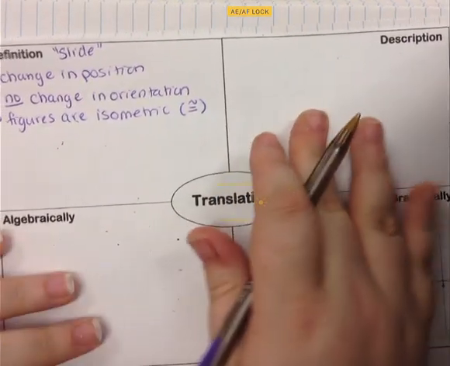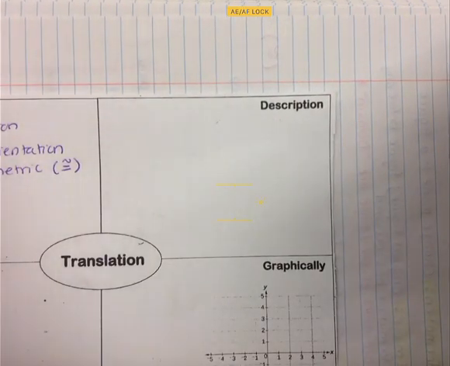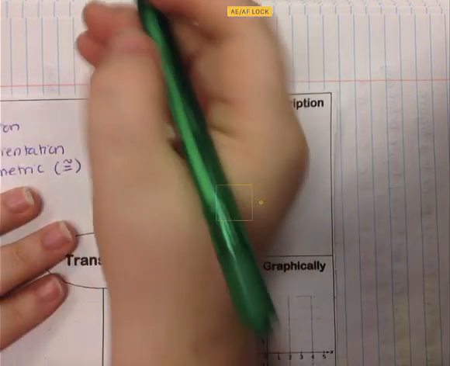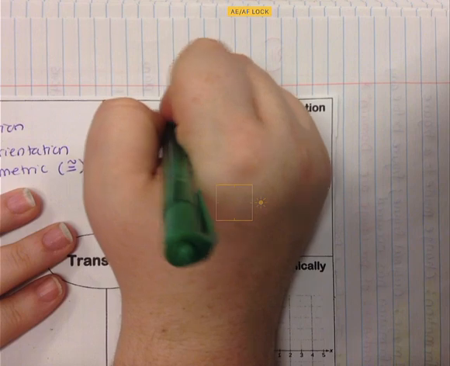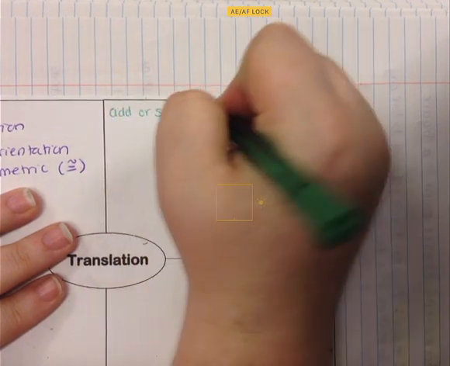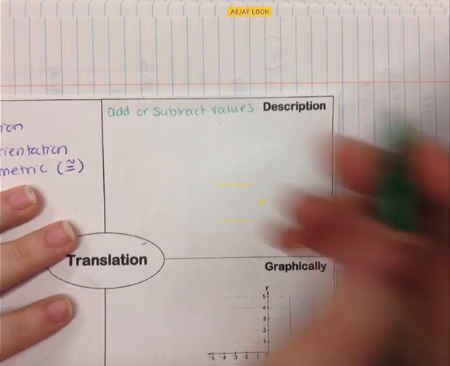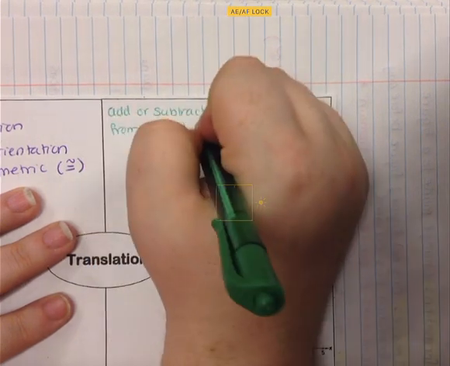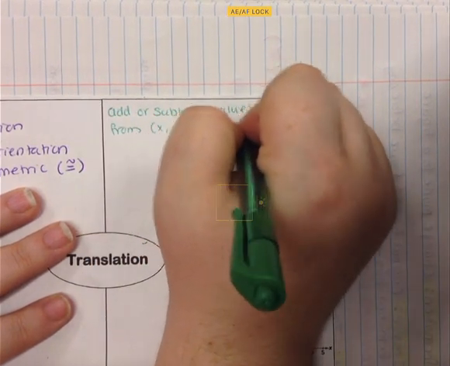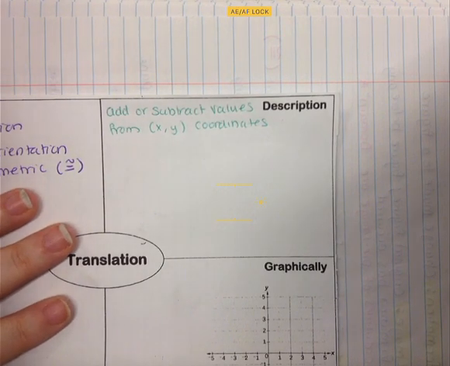Going over to the description. The description is how we describe things in words. So in order to do translations in a coordinate plane, we're going to add or subtract values. But we're going to be doing it in a coordinate plane, so we're going to have coordinates. So we're going to do it from the x, y coordinates. That's how we're going to move things.